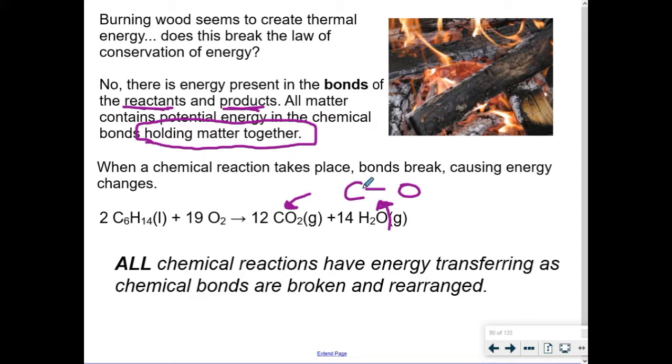So it's not like energy came out of nothing. The reason why there's energy coming out of this wood as it's burning here is that bonds are literally being broken, and you can read that here. When a chemical reaction takes place, bonds break, causing the energy changes. So it's not like the energy comes out of nothing. It comes out of the bonds.